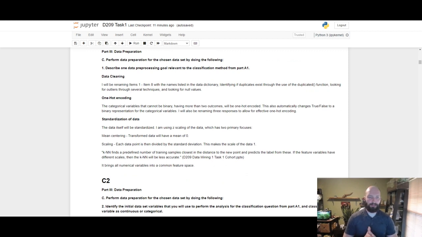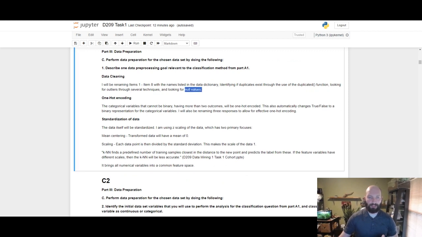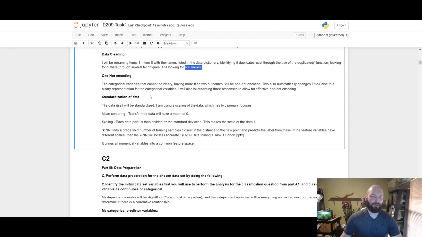Data cleaning first. We renamed some of the variables. We identified duplicates. We looked for outliers, using several different techniques, which I go into later on. I went down a rabbit hole and a deep dive on it because I was learning a lot. And then looking for null values, which is extremely important with the model that we're creating.